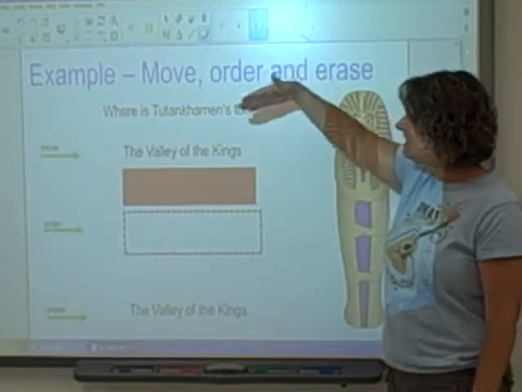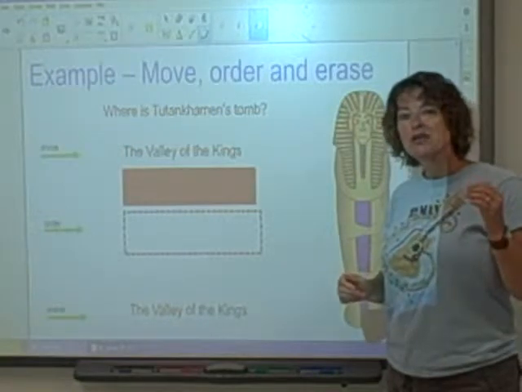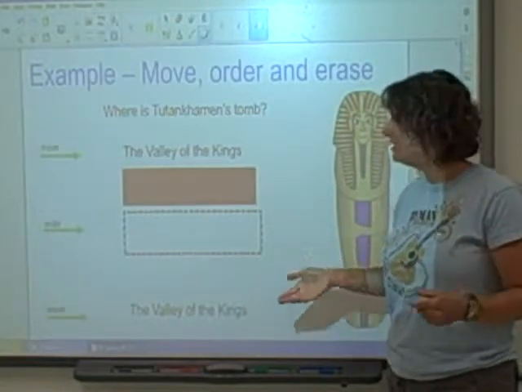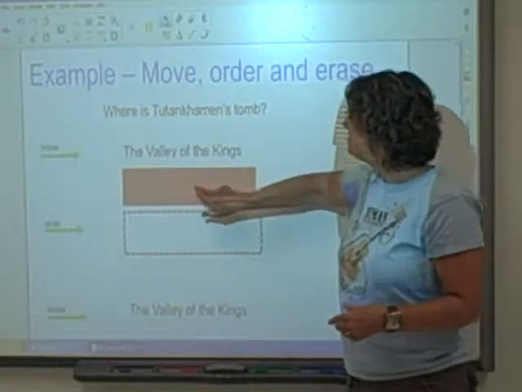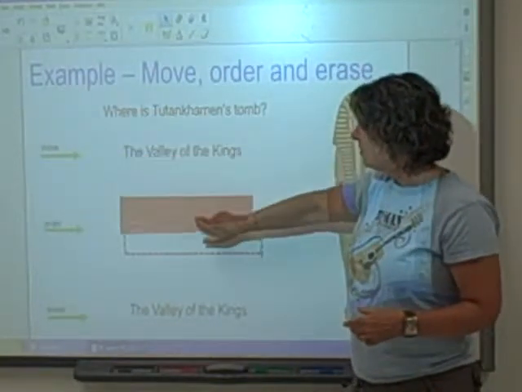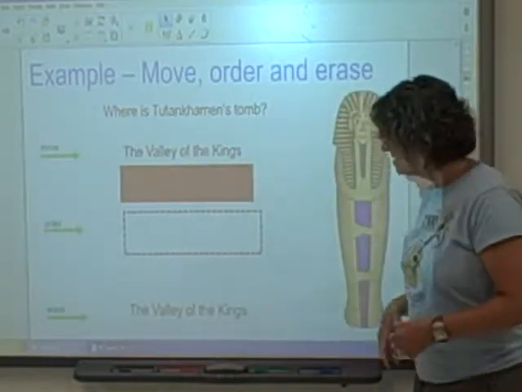There's an example of each of your 3 types of hide and reveal activities. You have your move and reveal. Oops, need my selector tool. Move and reveal, order and reveal, and erase and reveal.